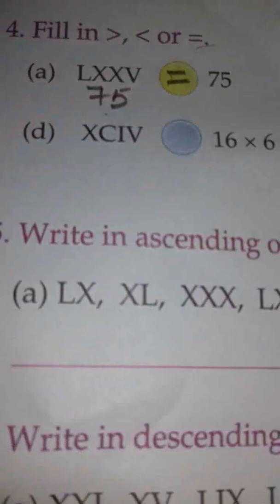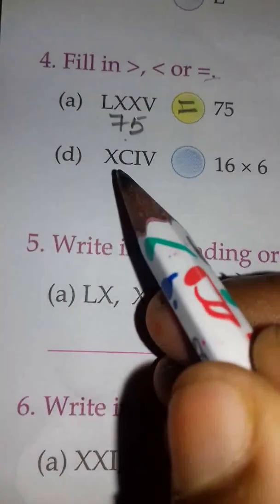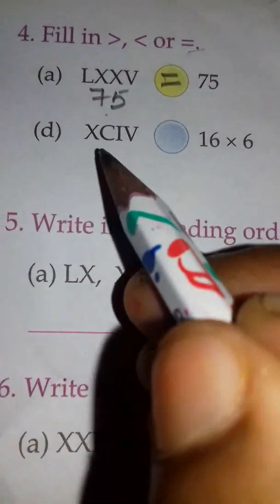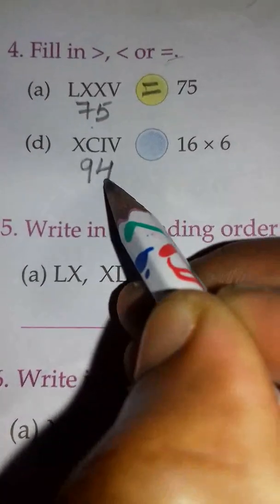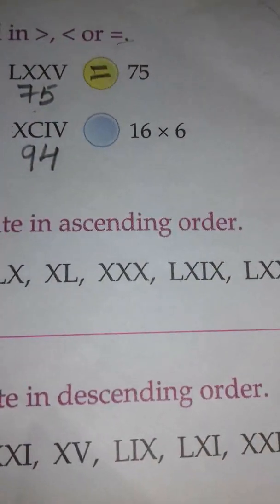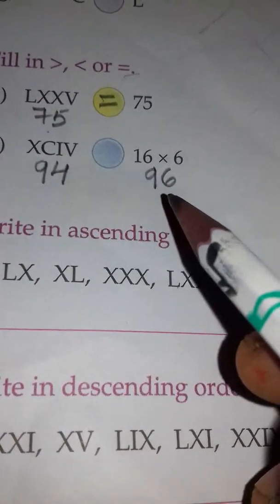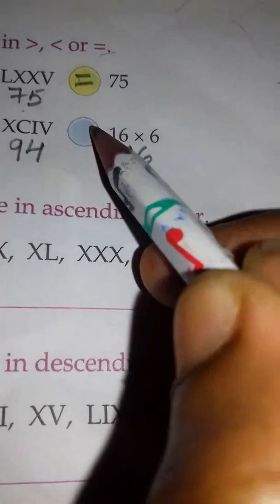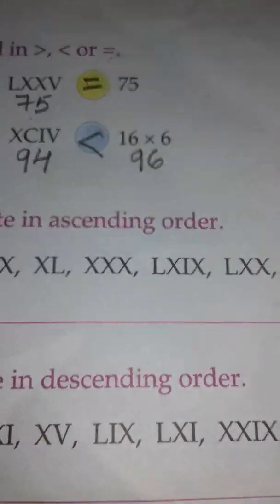Now let us see the next one, D. Here XC means 90 and IV means 4. So it comes 94. Now on the other hand side it is given 16 into 6. So how will you multiply? What will you get by multiplying it? Very good, 96. Now which side is greater, 94 or 96? 16 into 6. Very good.